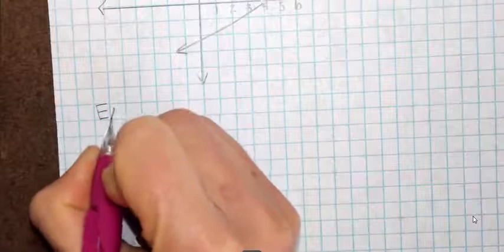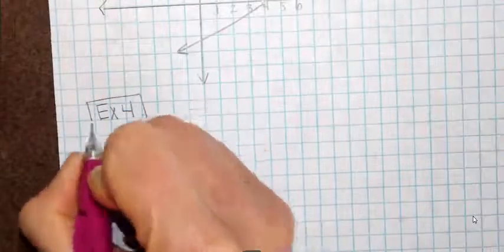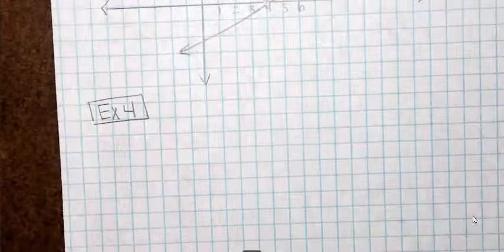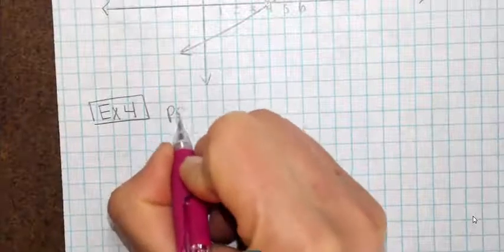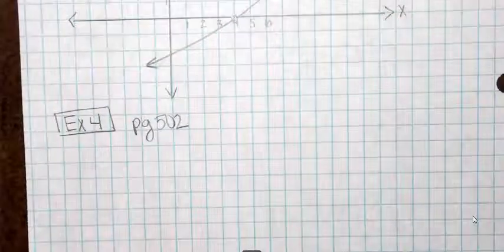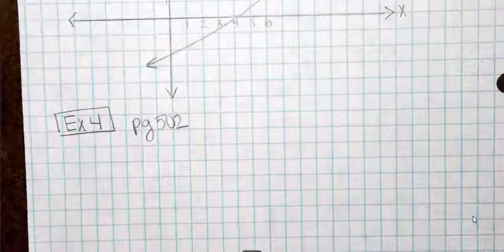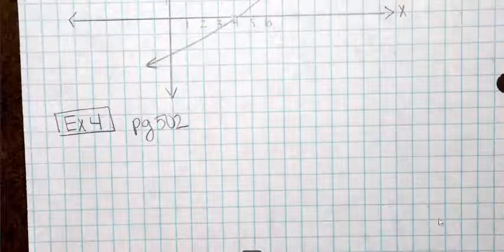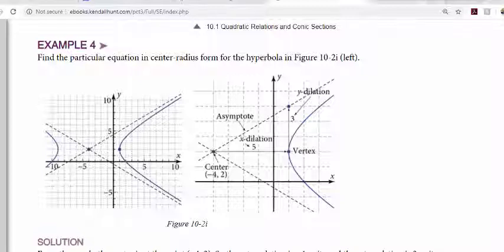So this is going to be example 4. And this is actually on page 502 in your textbook. I did not make a copy of these for you, so just open up to page 502 in your textbook. I'm going to do that right now. So here's example 4.